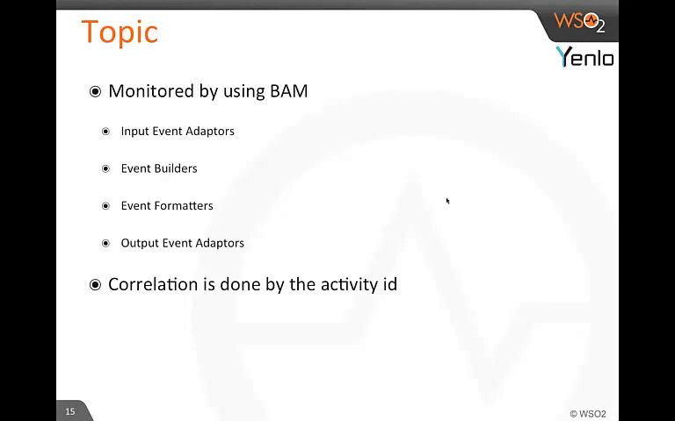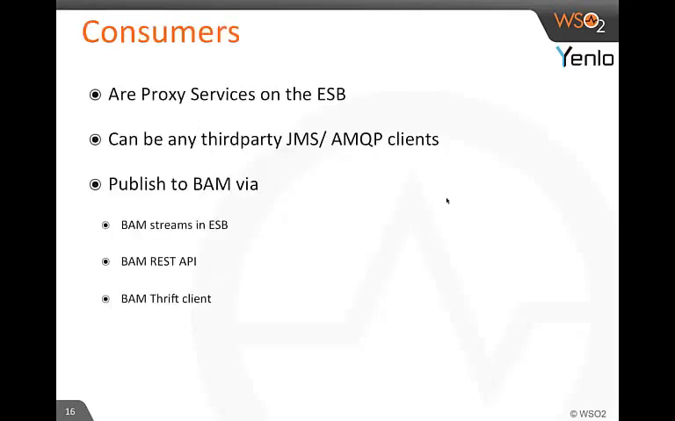So, as I said, consumers can be proxy services on the ESB, but they can also be third-party JMS or AMQP clients, which make use of the WSO2 message broker. We have a couple of consumers which find it important to listen on the topic directly, but we want those consumers to be sending their data to the BAM as well. So we're using the BAM REST API and the BAM Thrift client to send that data to the BAM specifically. We're embedding a small BAM client within those consumers so we can still have our end-to-end monitoring.